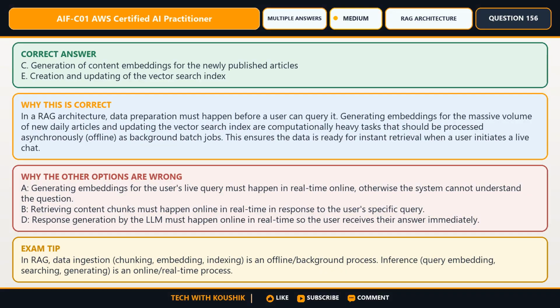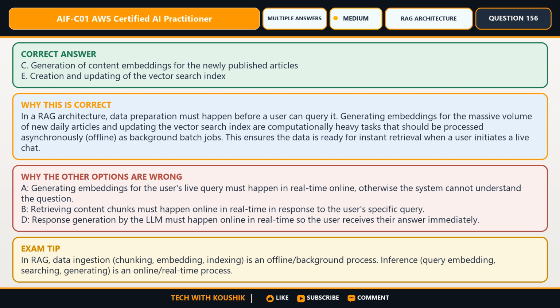The correct choice is C, generation of content embeddings for the newly published articles, and E, creation and updating of the vector search index. In a RAG architecture, data preparation must happen before a user can query it. Generating embeddings for the massive volume of new daily articles and updating the vector search index are computationally heavy tasks that should be processed asynchronously, offline, as background batch jobs. This ensures the data is ready for instant retrieval when a user initiates a live chat.